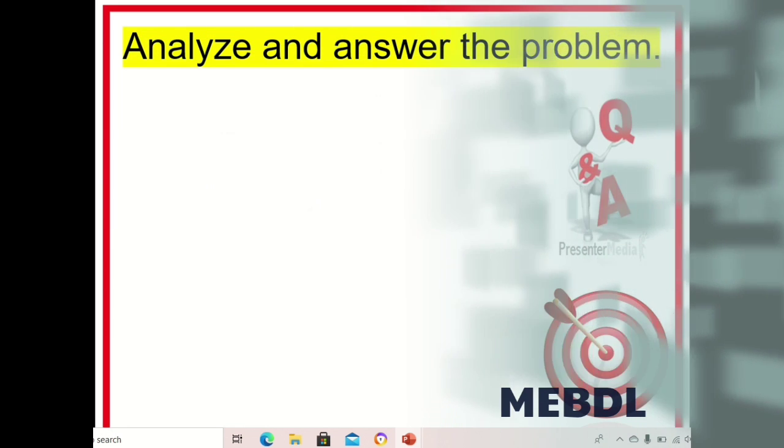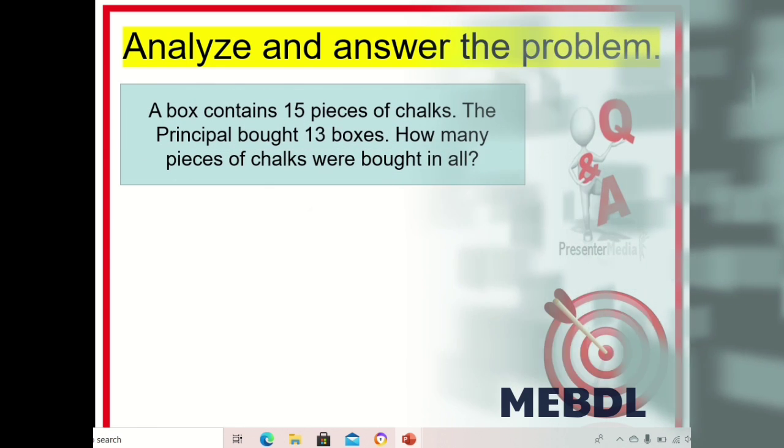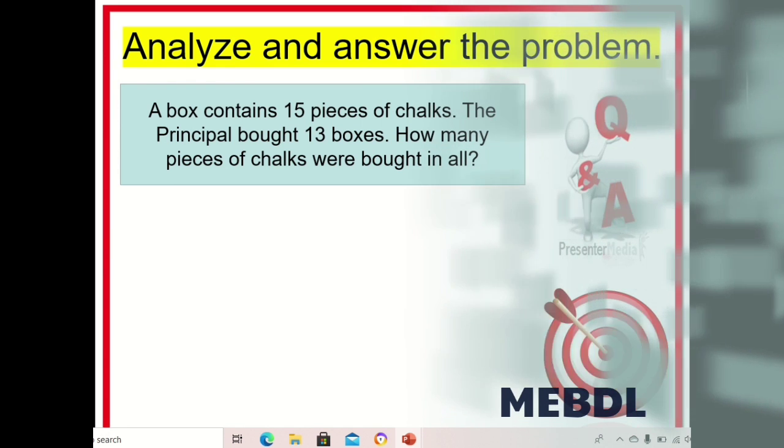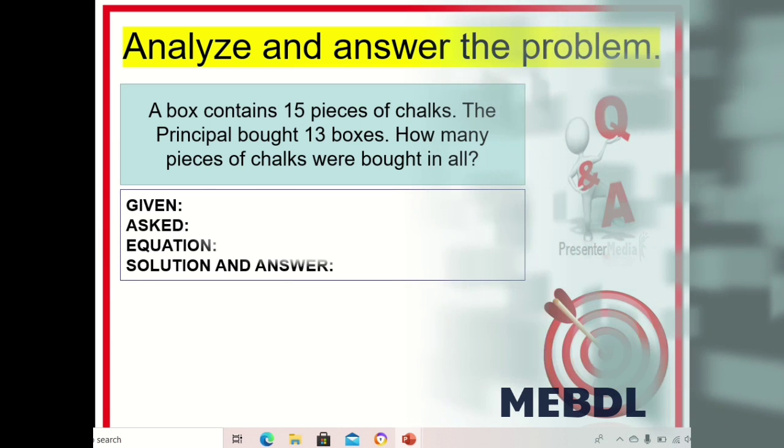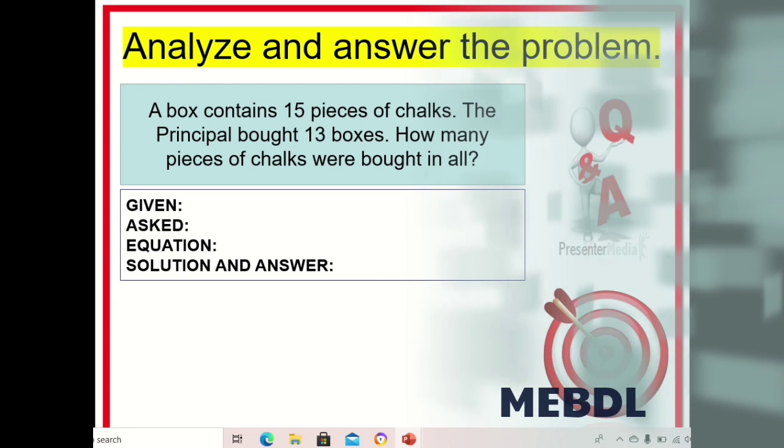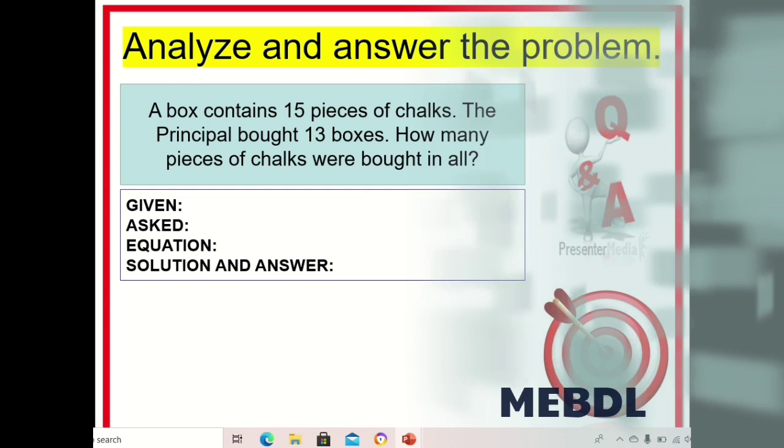So let's have a math challenge. Analyze and answer the problem. Each box contains 15 pieces of chalk. The principal bought 13 boxes. How many pieces of chalk were bought in all? So again, the steps in problem solving: identify the given, know what is asked, equation, solution, and answer.